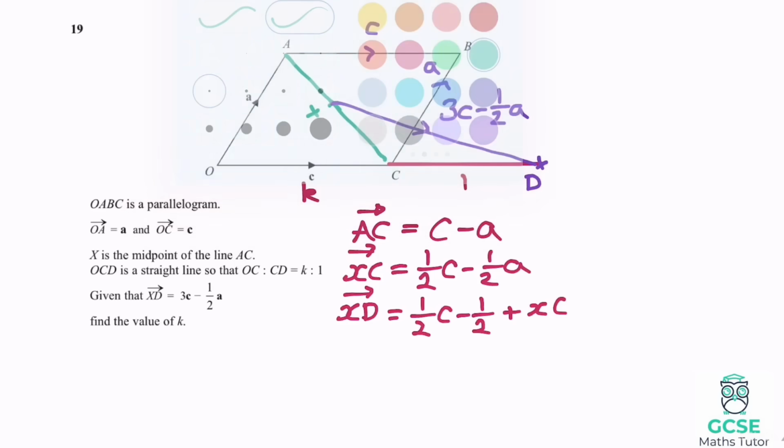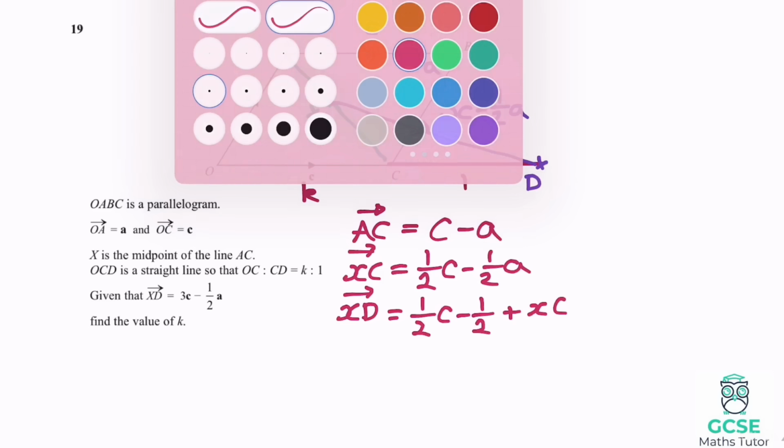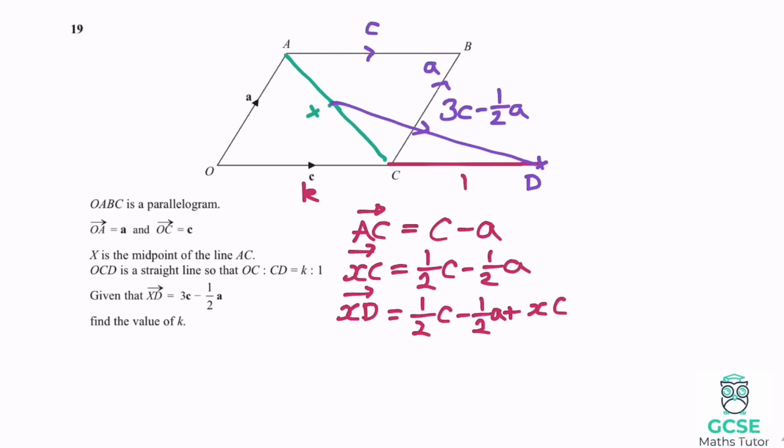That's what we're going to try and solve. So let's have a look at where we're at right now. So we've got the vector x to d. We've got half c minus a half. Oh, I've not written that a in there, have I? I keep missing little things out. So minus a half a plus x lots of c, whatever that is there. Now if you have a look at the vector that we were given up here, so 3c minus half a, and the vector we've already got, the minus a half a. So all we have to do is match that 3 lots of c.